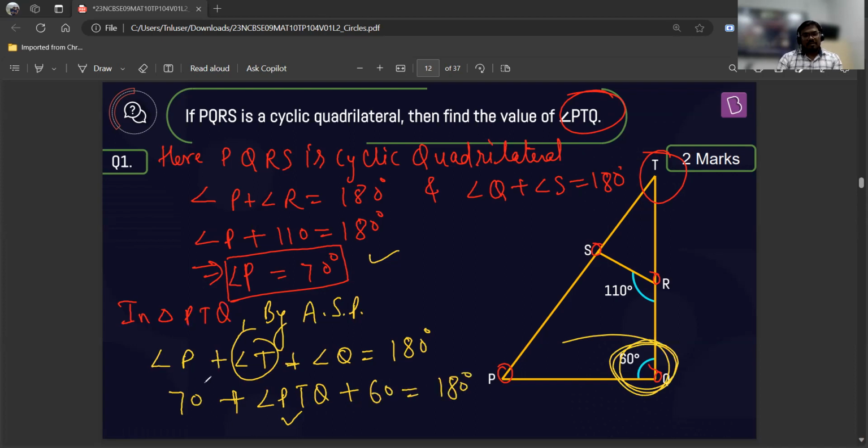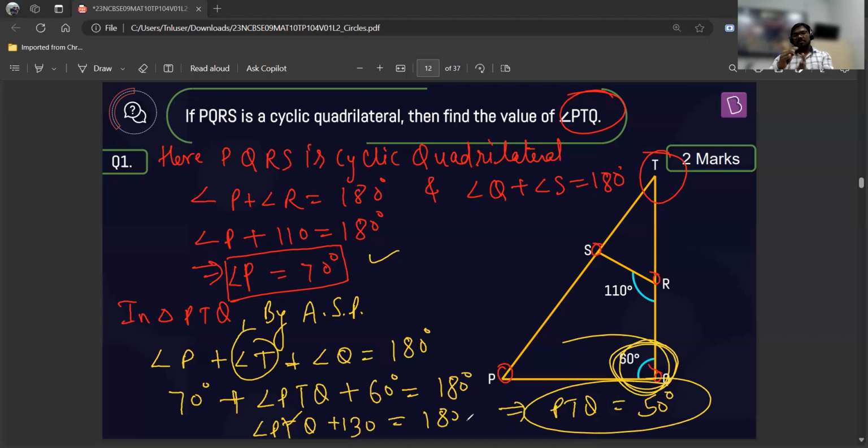So 70 plus 60 will give you 130, right? So 130 and the PTQ angle is the left part is equal to 180. So finally we got PTQ is equal to 50 degrees. This is one of the solutions. I'm not saying this is the only solution. This is one of the solutions, right?